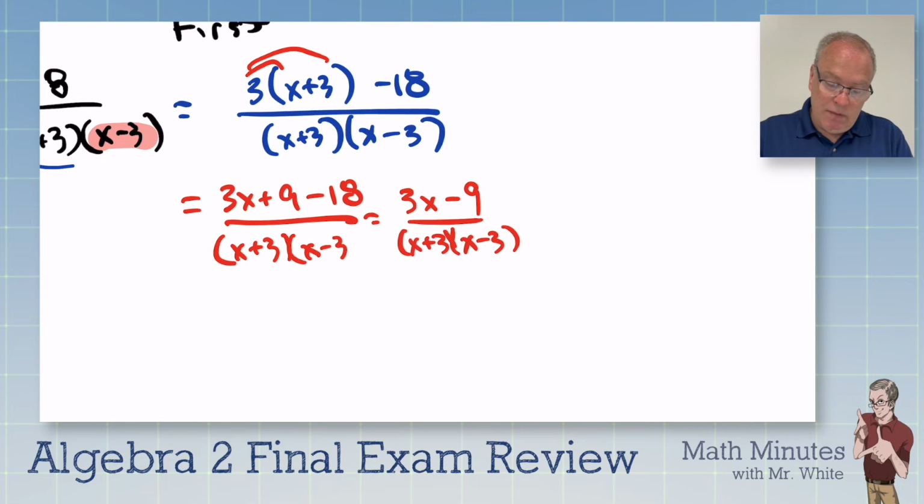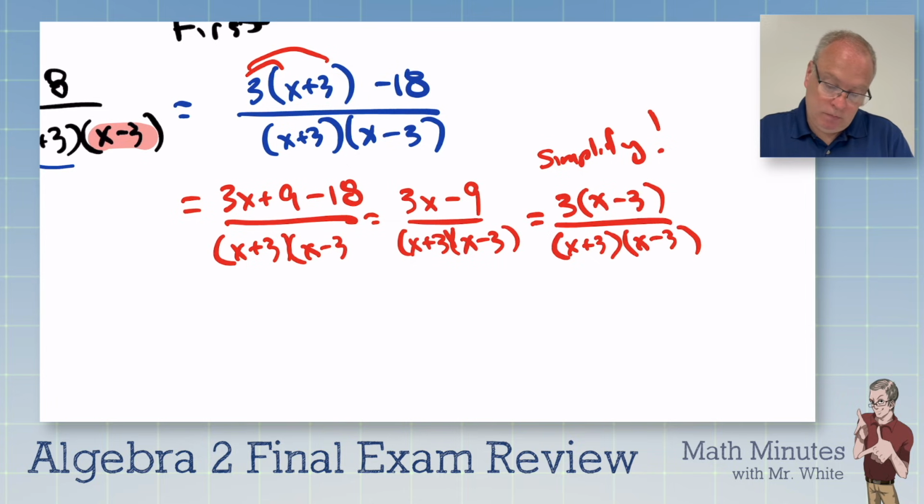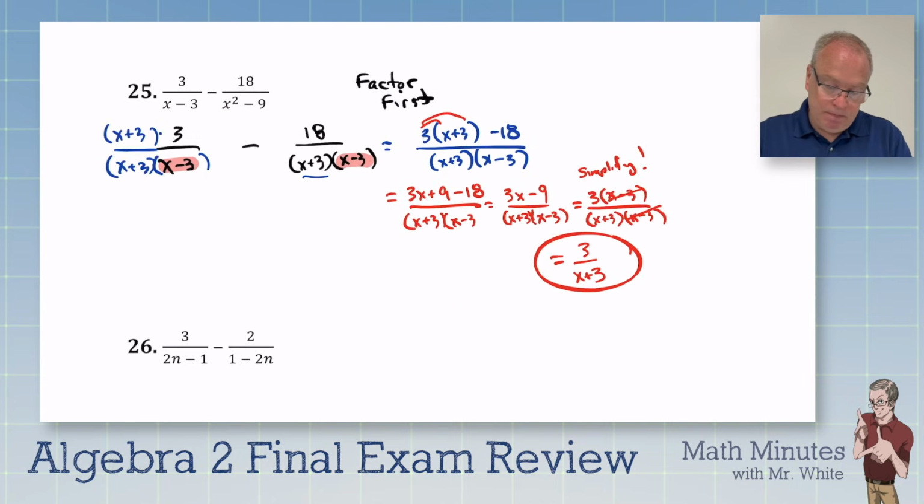which is a lovely answer, but you might lose a half a point if you leave that as your answer because this is not fully simplified. When you add or subtract, at the end, you have to simplify. So you have to look for any factoring, and the top has a 3 that can come out. So now that cancels that. There's the fully simplified answer. 3 over x plus 3.